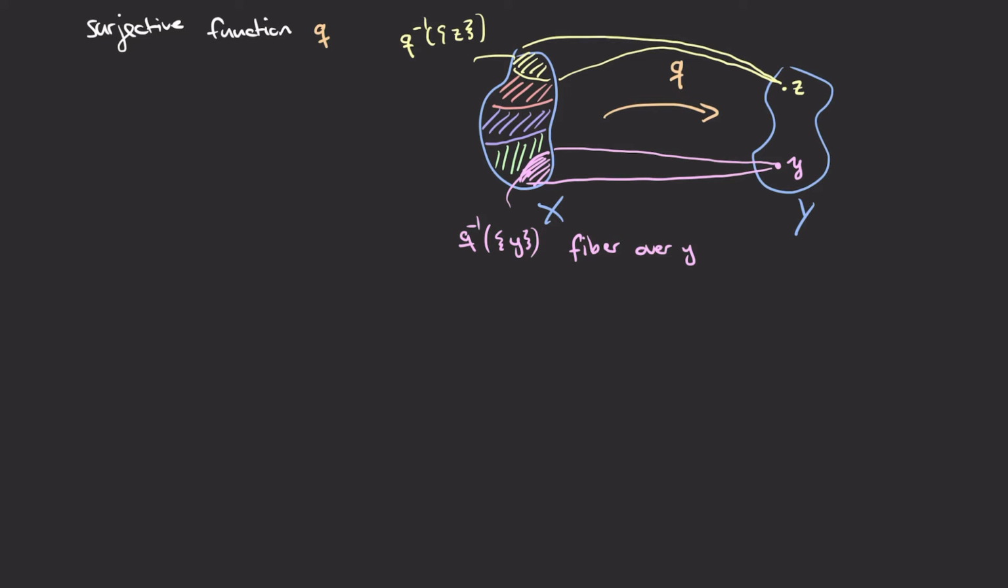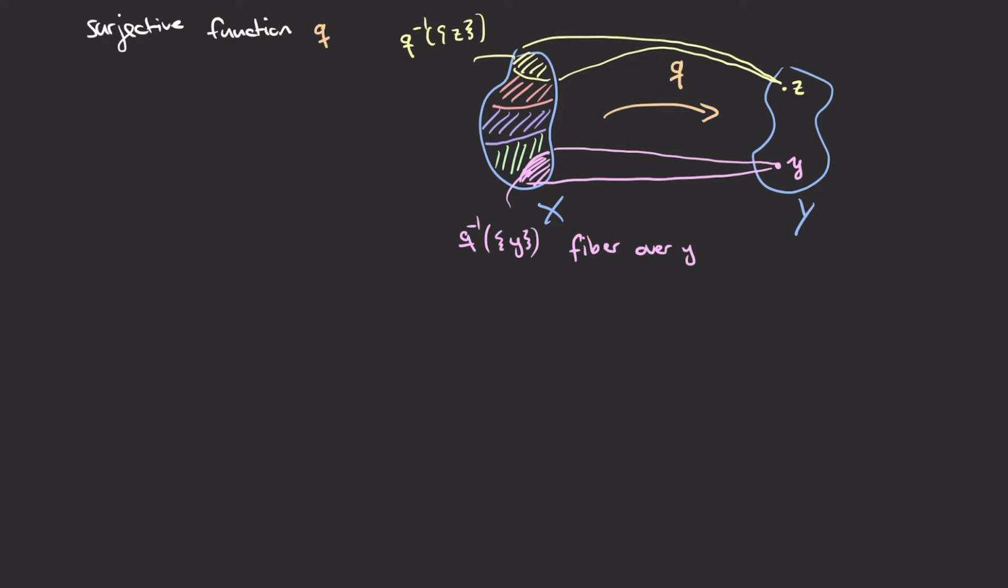Observe that these fibers will be mutually disjoint, because if, for example, we have some point x in the fiber over z, so that means that x is mapped by the function q to the point z, then x cannot also be in some other fiber, because if, for example, x were also an element of the fiber over y, that would mean that x is mapped to y by q. But we know that y and z are distinct points, and a function can't map a single point in the domain to two distinct points in the codomain. Therefore, each point in X is in at most one of these fibers.